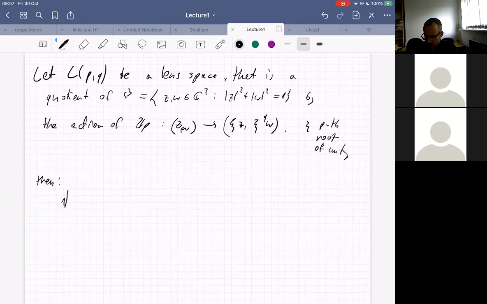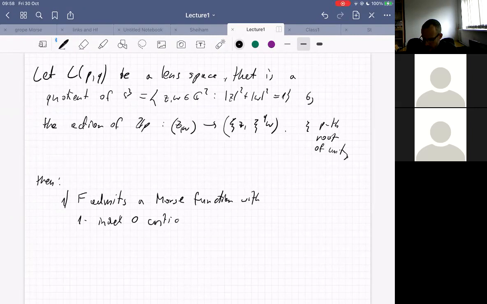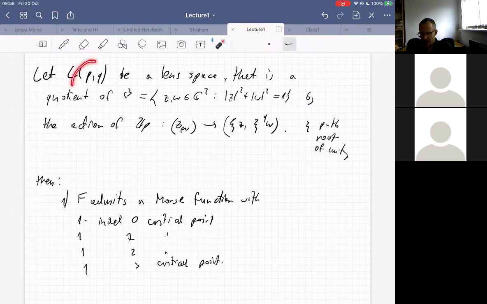Then L(p,q) admits a Morse function with one index zero critical point, one index one critical point, one index two critical point, and one index three critical point. Just to make sure, this is the action of the generator of Zp, right? Yes, it's an action of a generator of Zp. Regardless of p and q, you can find a Morse function on it. So that's a standard task.